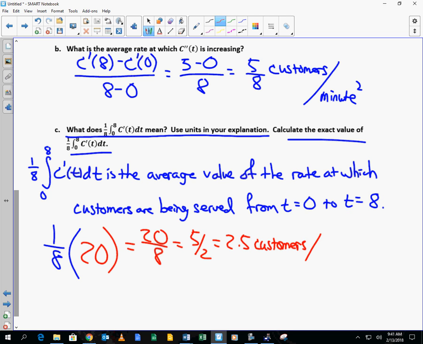Customers per minute. Because it's the average value of the rate function, so we leave it as a rate.